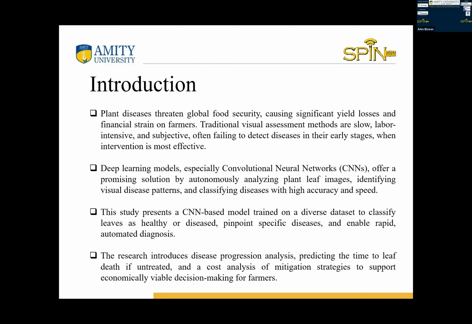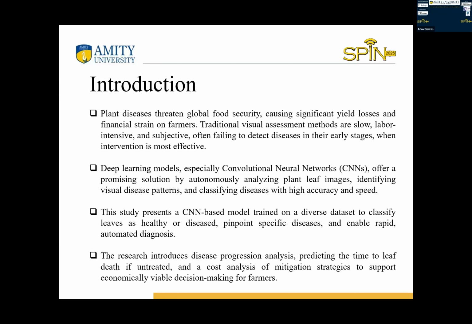Moving on to the introduction, as we all know, plant diseases threaten global food security, causing significant yield losses and financial strain on farmers. Traditional visual assessment methods are quite slow, labor-intensive, and subjective, often failing to detect diseases in their early stages when intervention is most effective. Deep learning models, especially convolutional neural networks, CNNs, offer a promising solution by autonomously analyzing plant leaf images, identifying visual disease patterns, and classifying diseases with high accuracy and speed. This study presents a CNN-based model trained on a diverse dataset to classify leaves as either healthy or diseased, pinpoint specific diseases, and enable rapid automated diagnosis.